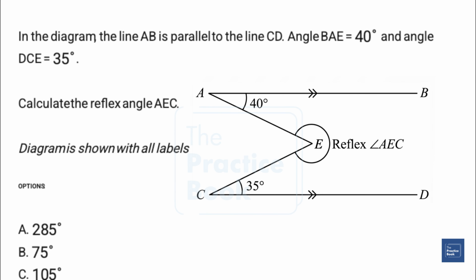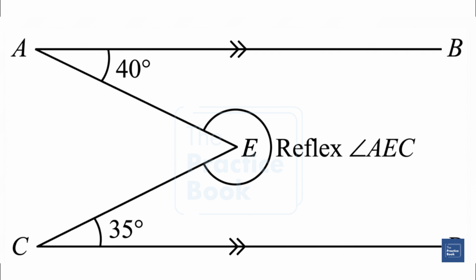Now, hold on, it's really tempting to stop here and choose option B, but look closely at the question again. It's asking for the reflex angle AEC. A reflex angle is the larger angle around a point, the one that's more than 180 degrees.